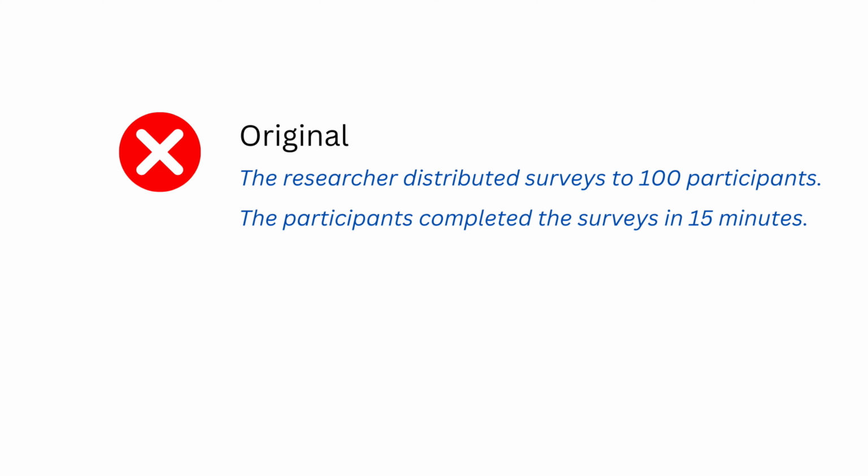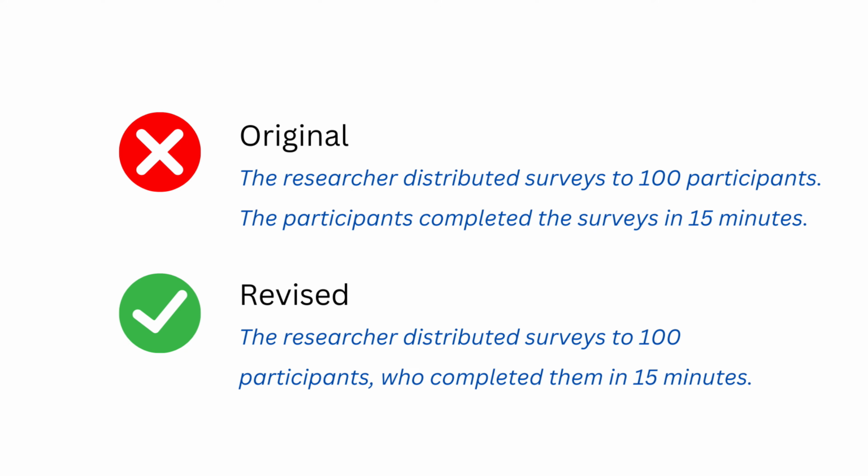Rather than writing, "The researcher distributed surveys to 100 participants. The participants completed the surveys in 15 minutes." You could write, "The researcher distributed surveys to 100 participants who completed them in 15 minutes." By combining these two sentences, you cut out unnecessary repetition and you improve the readability.